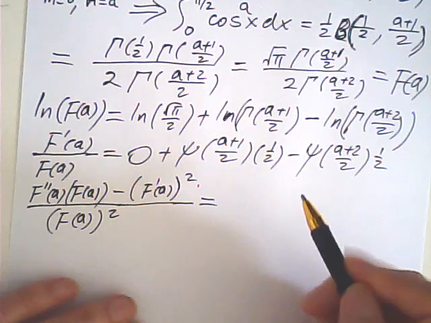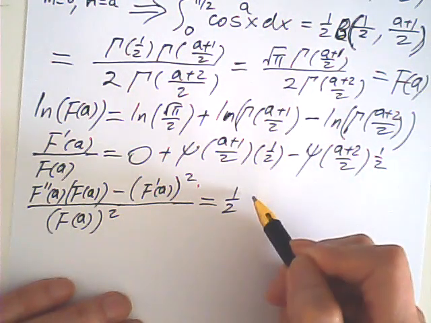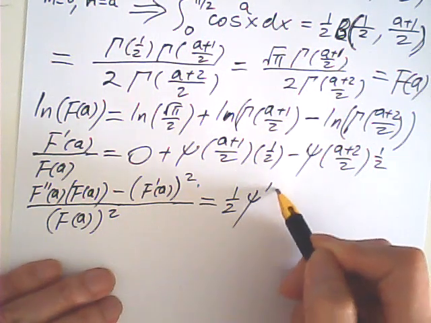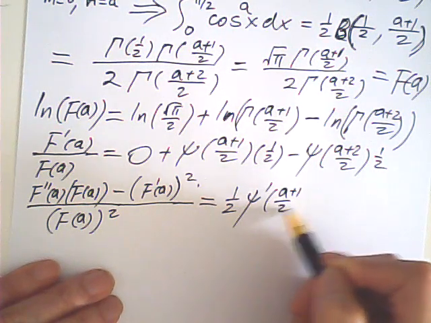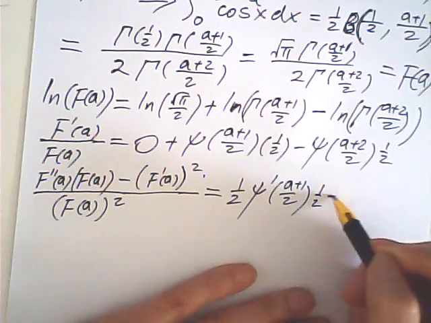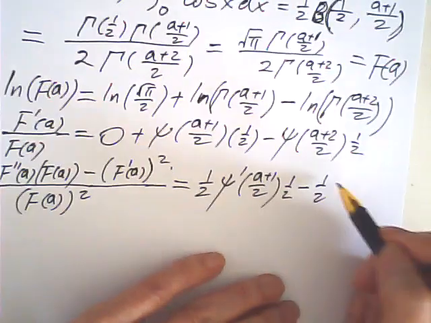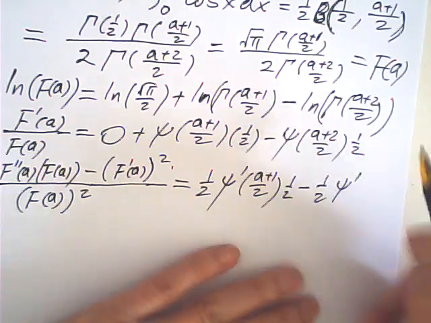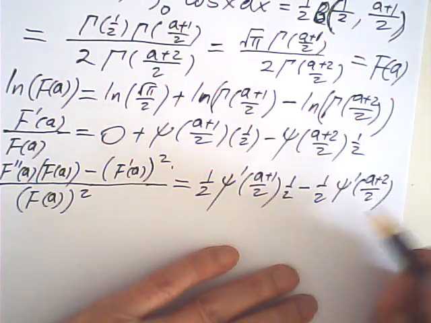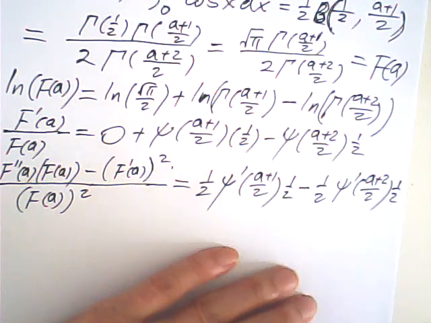And the right-hand side is equal to 1/2 times this derivative, which is trigamma of a plus 1 over 2. The chain rule again gives times half. Minus, this is 1/2, this derivative is trigamma of a plus 2 over 2 times this derivative with respect to a, which is another half.